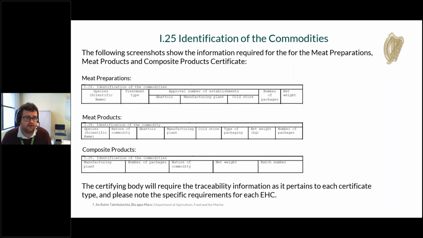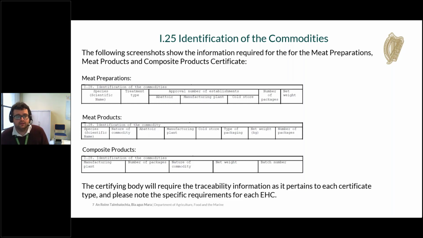So if you just read there, the meat preparation cert, it requires the species. So that's the scientific name of the species from which the product has been derived. The treatment type, again, it refers to the guidance note on what the treatment type is. I'll go in shortly. And you also require the approval number of the establishments, whether it be the manufacturing plant, the abattoir, the cold store, and you need the number of packages and net weights.